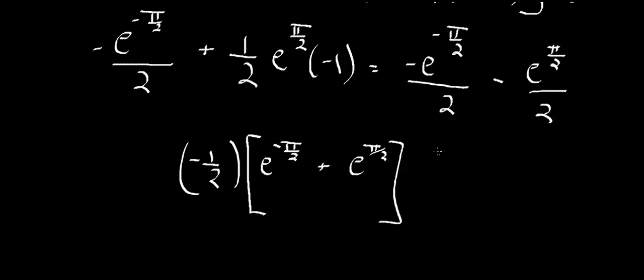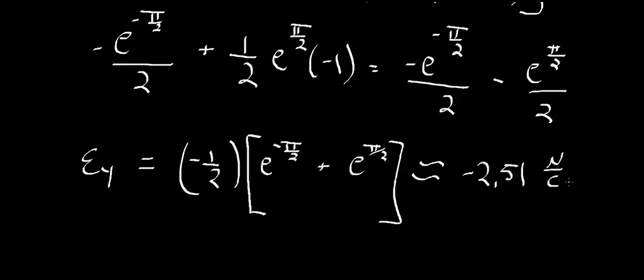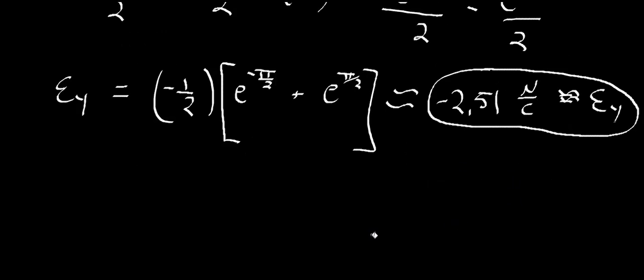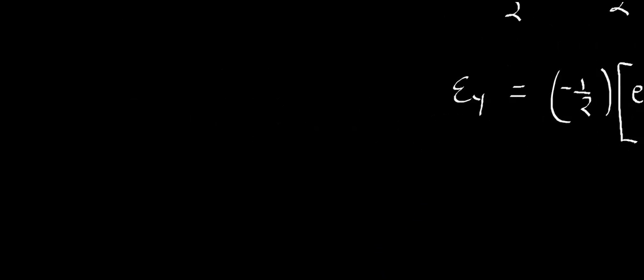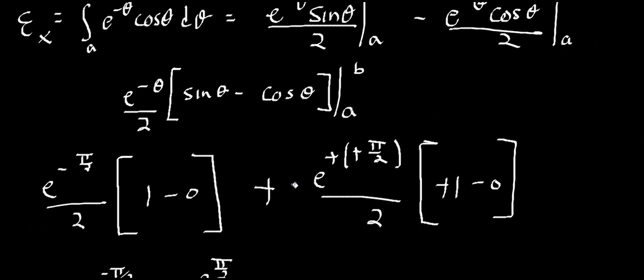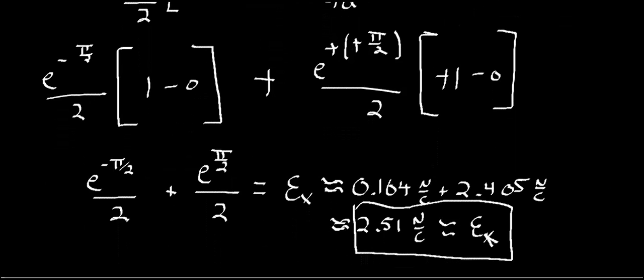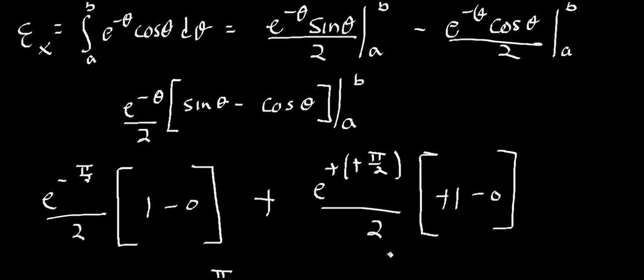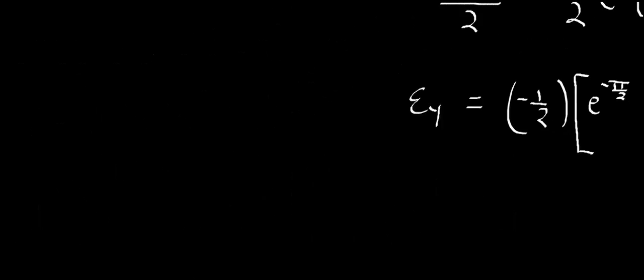So I've calculated what this is, and it turns out that it's the electric field. By the way, this is the electric field in the y direction, approximately negative 2.51 newtons per coulomb. Okay, so now we know the electric field contributed by the y component. What was the electric field component that we calculated for the x direction? Well, let's go back over here. And the electric field for the x direction, it looks like, is also the same magnitude, 2.51 newtons per coulomb.